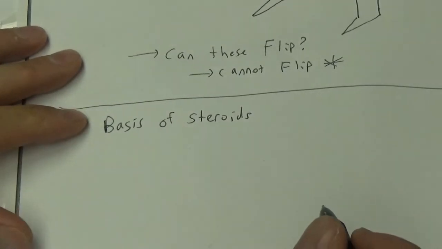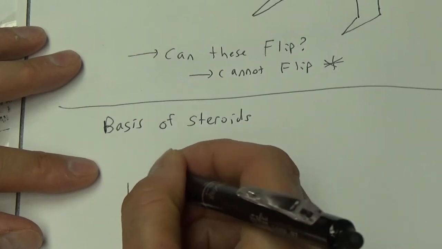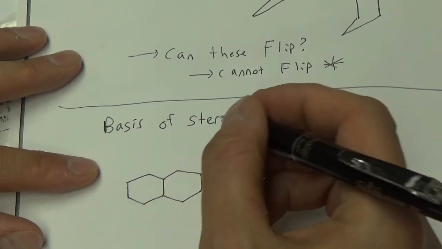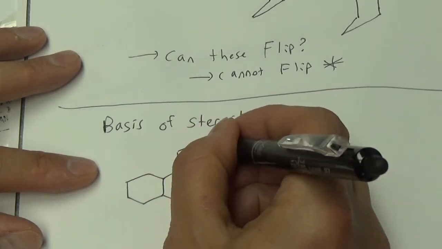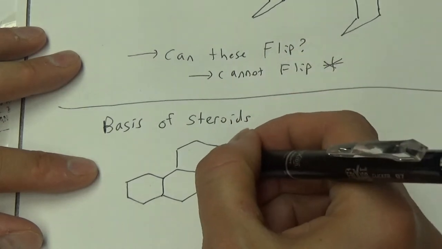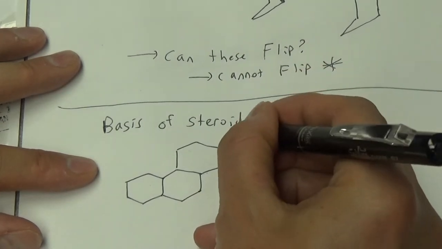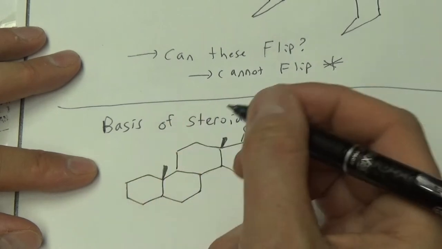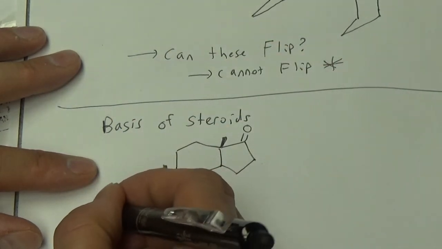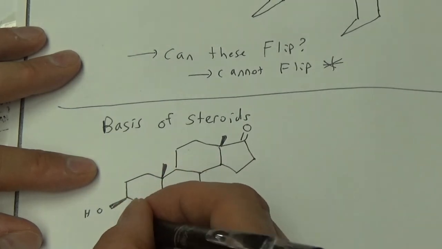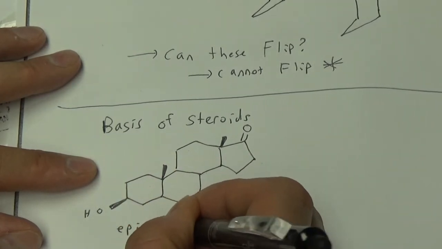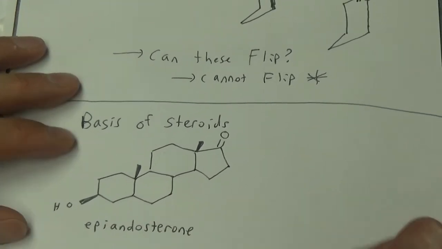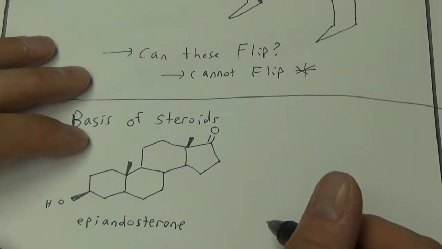So we're going to draw epiandrosterone, which is a six-member ring there. Another six-member ring fused. Another six-member ring fused. And a five-member ring. And you got a ketone, you got a methyl group coming up here, and a methyl group coming up here. You have a hydroxy group coming towards us here. This is epiandrosterone. It's also in the textbook, and you can see the structure. But for fun, let's draw that. Let's try to make a three-dimensional model of this on our paper.